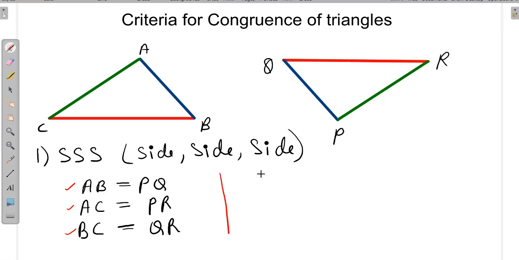So here two triangles, triangle ABC is congruent to triangle PQR. So these two triangles are congruent to each other.